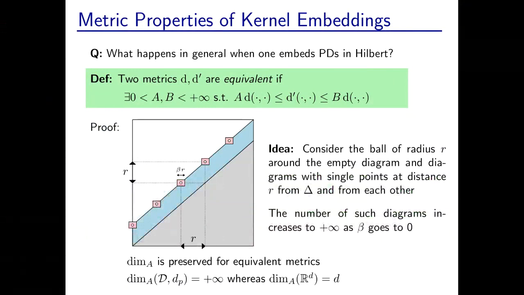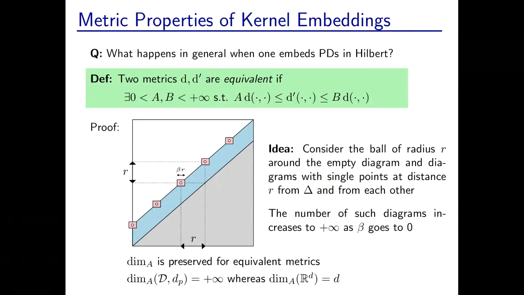So this is the example. Here we're taking a ball around the empty diagram, the diagram with 0 points, and the ball of these diagrams roughly looks like some kind of thickening of the diagonal. We're going to cover this blue band with smaller balls centered on points of the diagonal, so centered on other diagrams. The diagrams we consider to cover the blue ball are diagrams with just 1 point that are at the very limit of the blue band and sufficiently far away from each other.